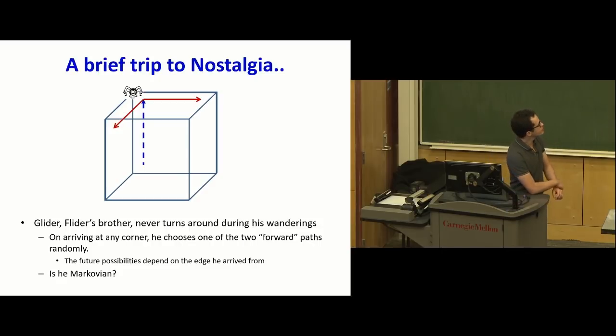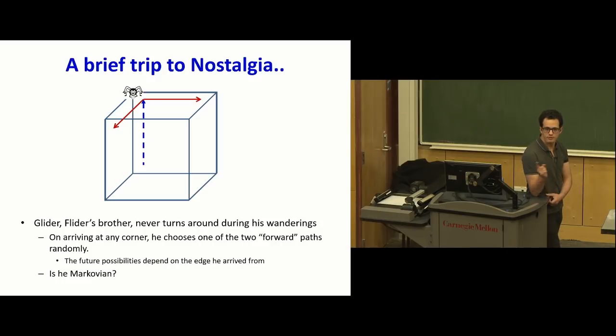So this time we're not interested in Flider, but in its brother Glider, that is pretty much doing the same thing. It also wants to catch a fly. That's not represented here, but whatever. The big difference between Glider and Flider is that Glider doesn't turn around. Like if you went to a state from a direction, you're not gonna go back in the same direction at the next step. So my question for you is: is Glider Markovian or not?